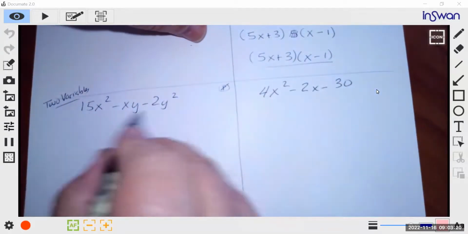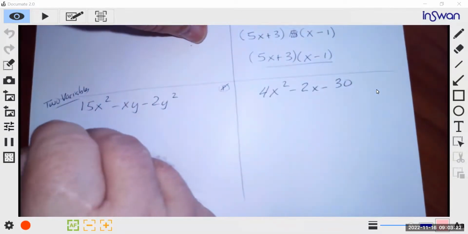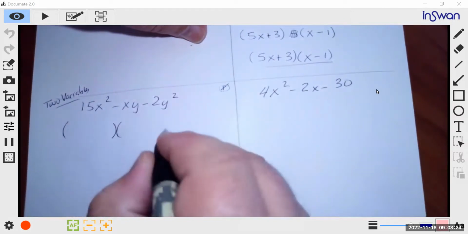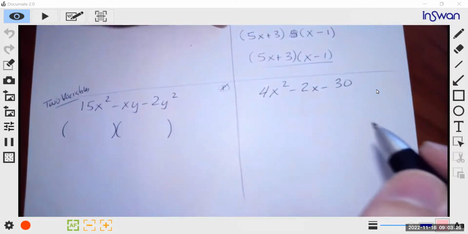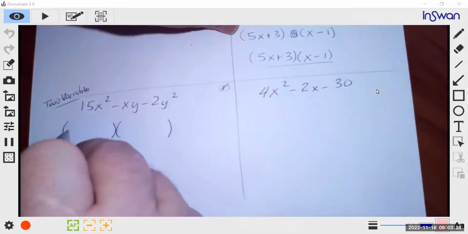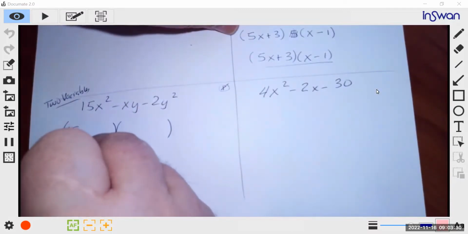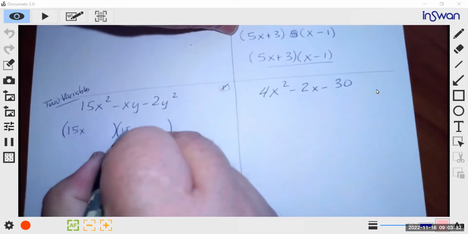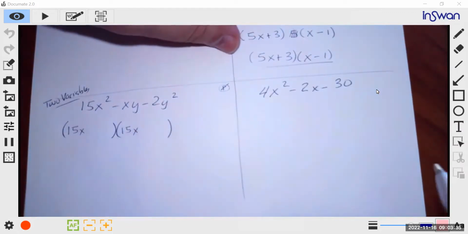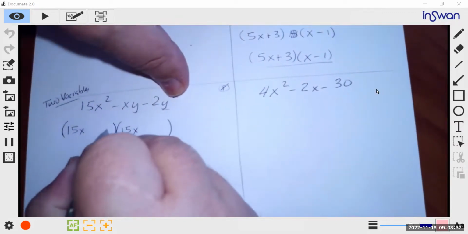Right. So nothing factors out. Again, the first one, I have 15x, 15x, and there's a y.